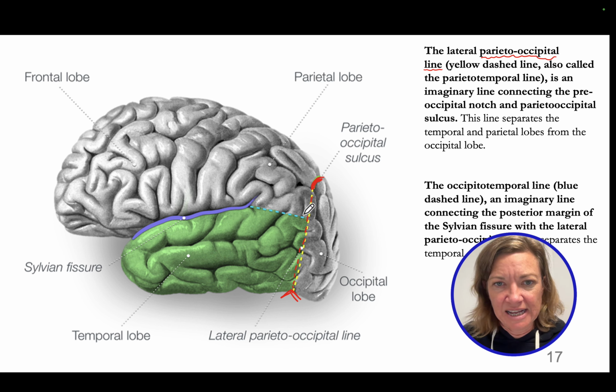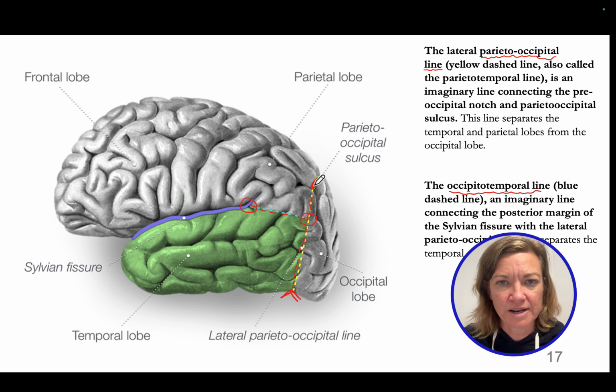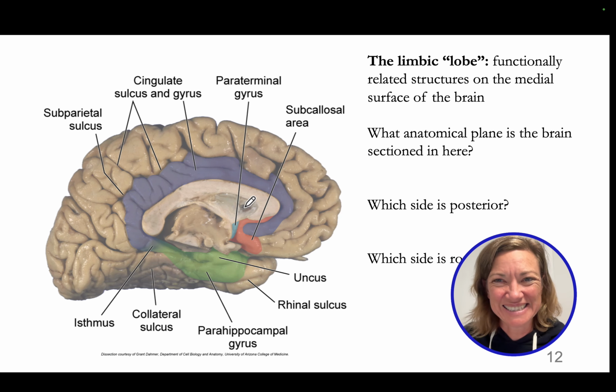The second imaginary line is here, this blue dashed line, and it's the occipito-temporal line. It's an imaginary line connecting the back of the sylvian fissure to the parieto-occipital line. So you've got the parieto-occipital line and the occipito-temporal line, and you just remember them by what they connect: parietal to occipital, occipital to temporal. And those are the imaginary lines that complete the division of the lobes on the lateral surface of the cerebral hemisphere. So let's come back to this slide for a moment.